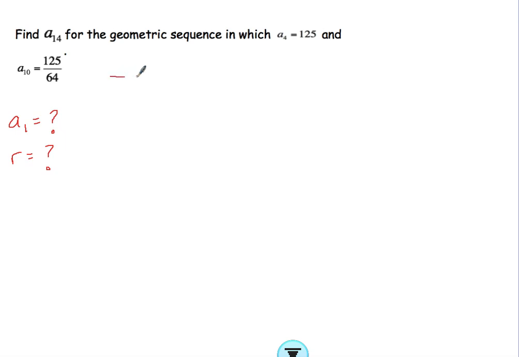Okay, so if I was to make my list: first term, second term, third term, fourth term. I know the fourth term is 125, and then fifth term, sixth, seventh, eighth, ninth, 10th. I know the 10th term is 125 over 64. And I want to find the 14th term, so 11, 12, 13, 14. So that's kind of what the problem is involving. I can see that the numbers are decreasing, so that would indicate that my r is something smaller than 1.